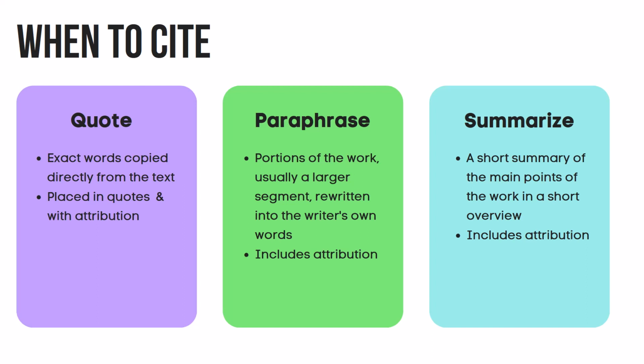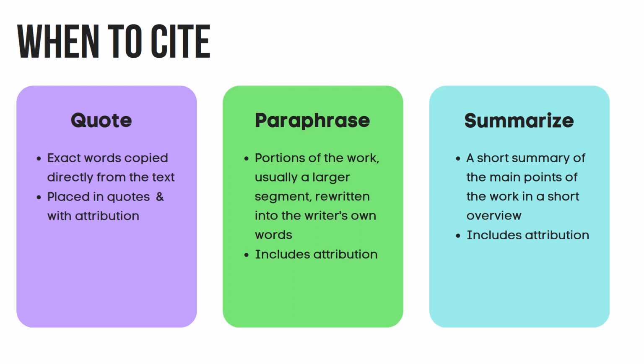The next time you'll need to cite is when you're paraphrasing. Paraphrasing is similar to quoting, except that when you're reading the text, you're taking it and putting it in your own words. Usually it's a larger segment. It's not just a short phrase or sentence. It's a bigger chunk of the text itself. You'll still want to include attribution, which is going to be the author name and probably page numbers as well, just to let your reader know where you got the information.